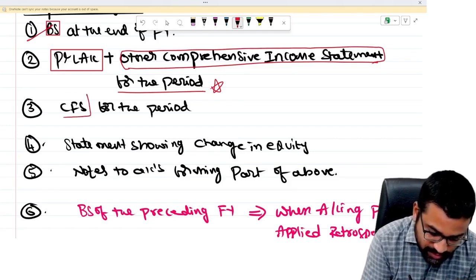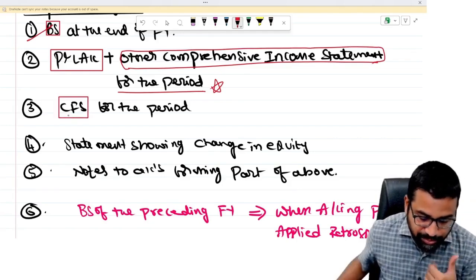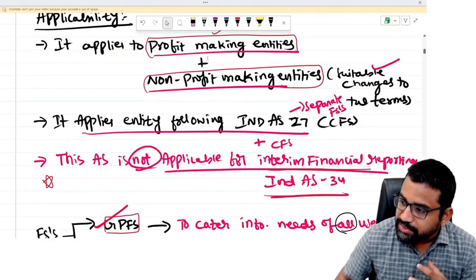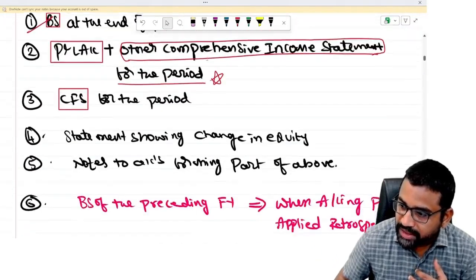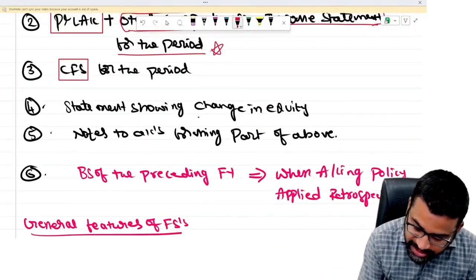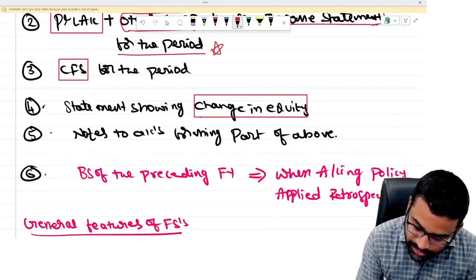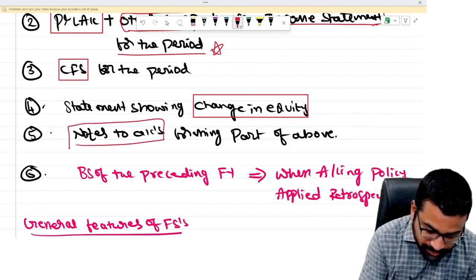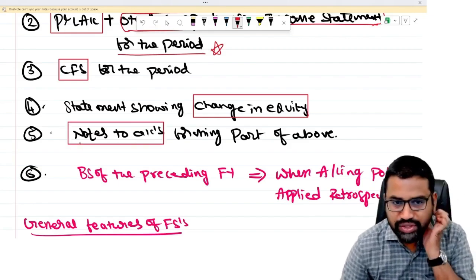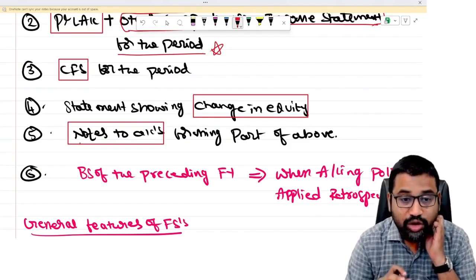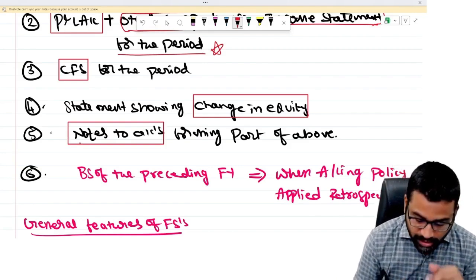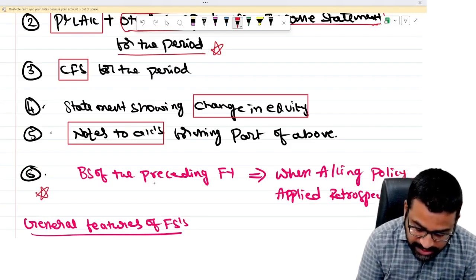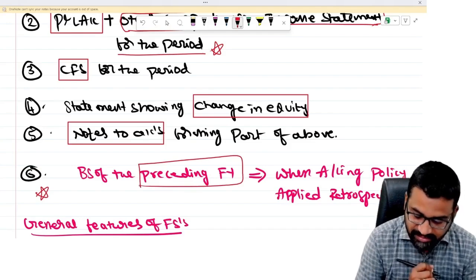Next, cash flow statement for the period. So we need to prepare a cash flow statement for the period, and whenever you are preparing a cash flow statement, this standard is applicable. And any statement showing changes in equity is also part of financial statements, and any notes to accounts forming part of the above. I think these five things we know. The only new thing is other comprehensive income.